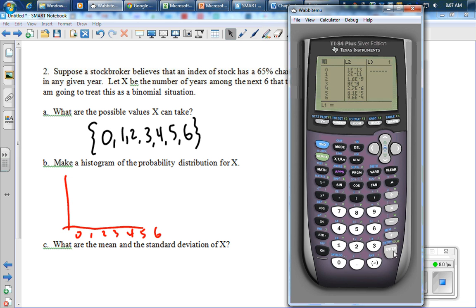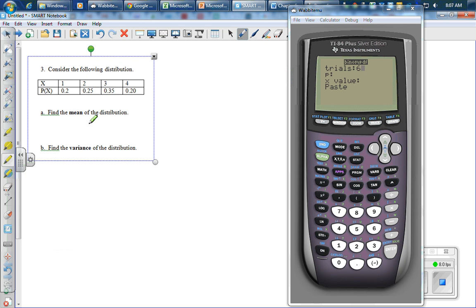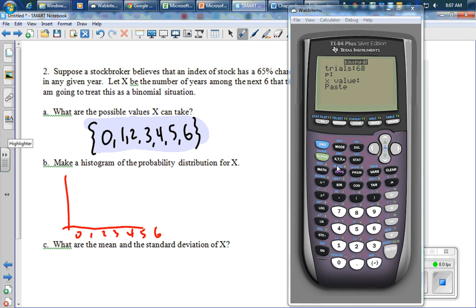Clear that. And then in L2, I'm going to make it a binomial problem. So this is second distributions, binom PDF, 6 trials. A few students got confused and said, since we wrote 7 numbers here, they thought n was 7. N is not 7, n is 6. So n is 6, probability of success is going to be 0.65. The X value is what I've got in L1.